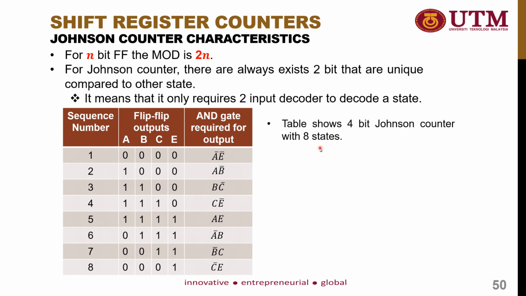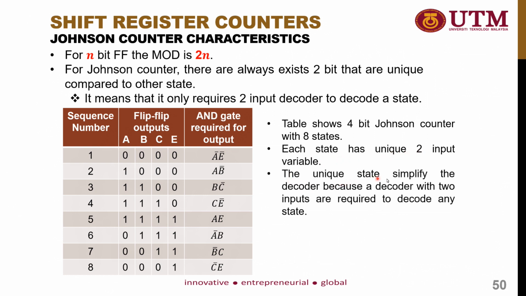The table shows a 4-bit Johnson counter with 8 states. Each state has a unique 2 input variable. So the unique state simplifies the decoder because a decoder with 2 inputs is required to decode any state. This is the example of a decoder for state 1. As you can see, state 1 has the unique bits of A bar and E bar. So when the inputs A bar and E bar are fed, the output of the decoder will become 1. The unique state is used to make a unique situation, where when that situation is happening, the output of the decoder becomes 1.